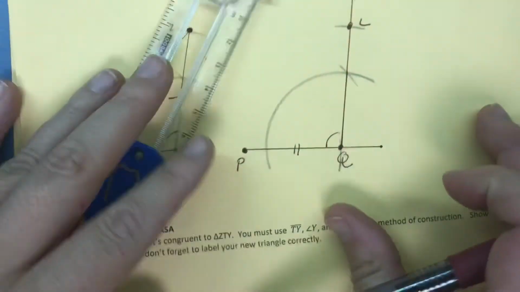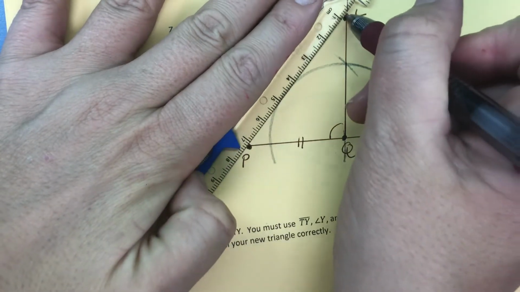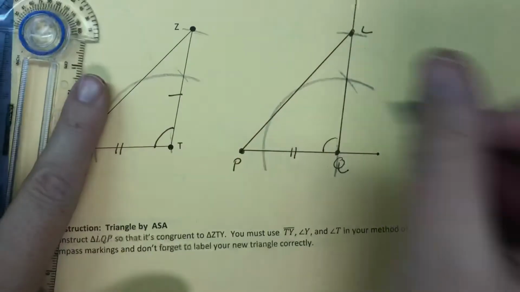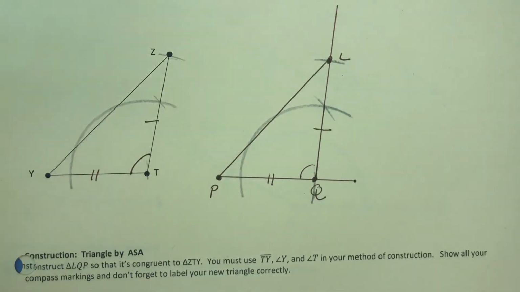And then lastly, don't forget to connect your triangle. So line up our straight edge. And then show me that those are congruent. All right, that's our side angle side construction.